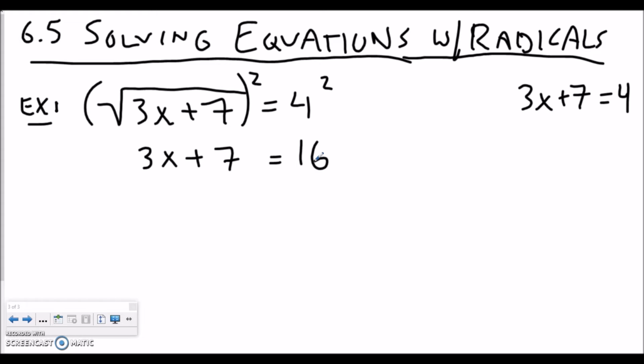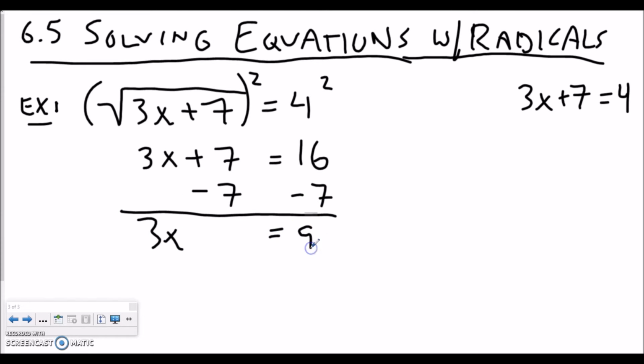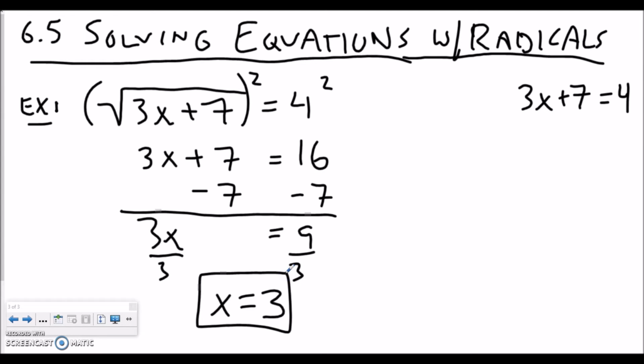And just like that, you see, this is very easy for us to solve. We subtract 7 from both sides. 3x equals 9. Divide both sides by 3. X equals 3. Easy enough. However, I will warn you, we do need to test these solutions.